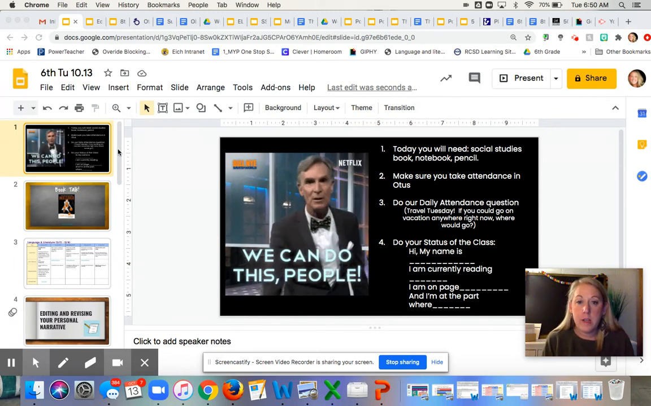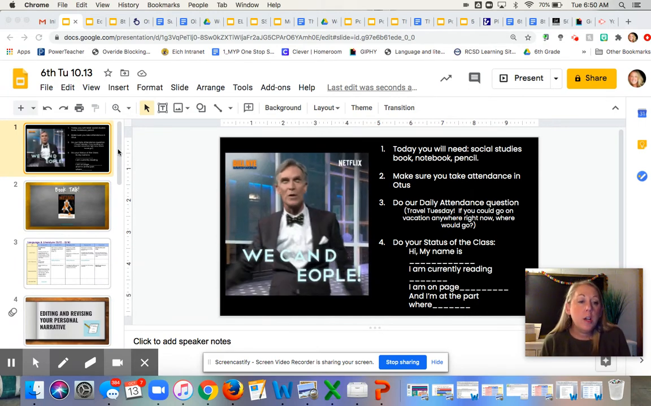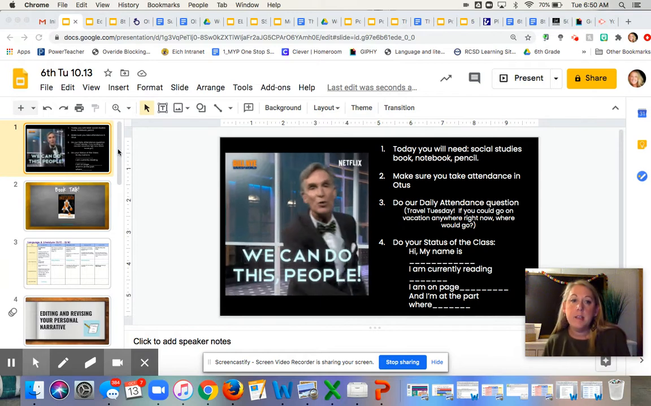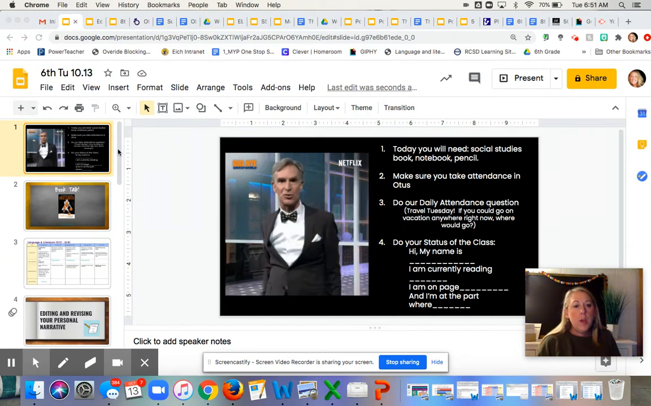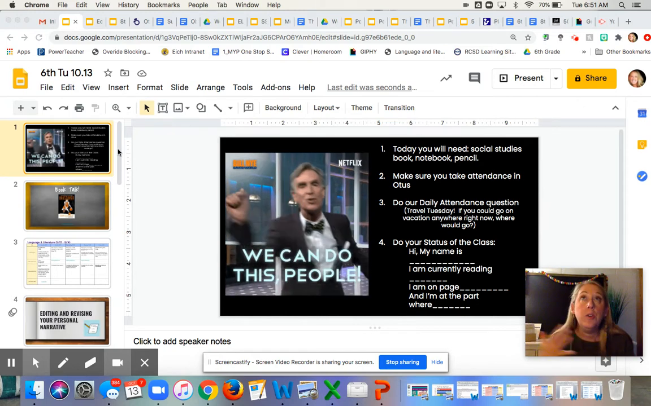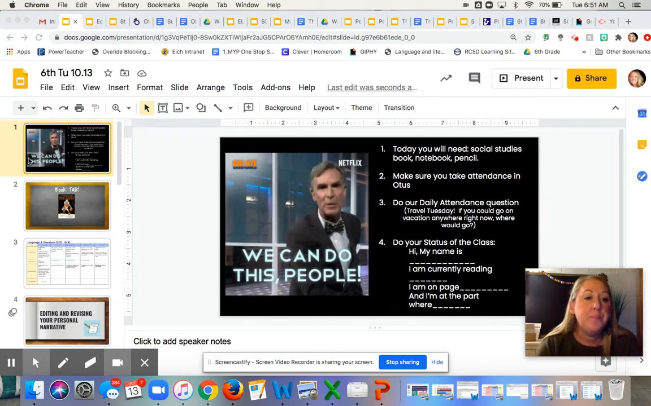Today we are going to be working on hooks for our narratives and starting to edit and revise those, as well as a new subject area of Mesopotamia.